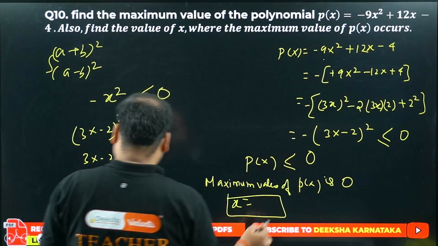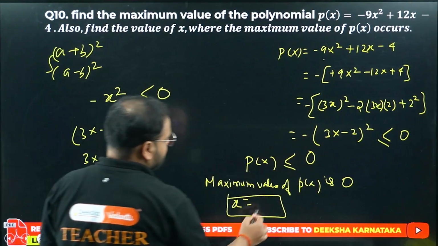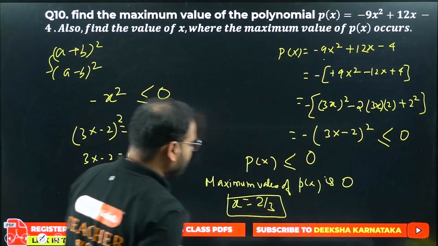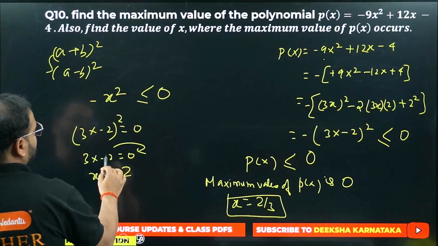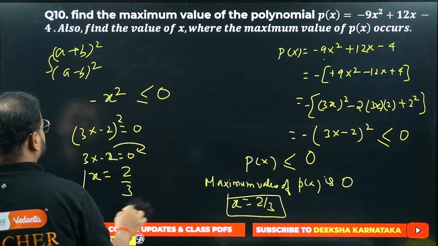My mistake, sir. I took it as 3 by 2, but it has to be 2 by 3. I read it wrong. So bring it here. This will become plus 2 and this 3 will come here.